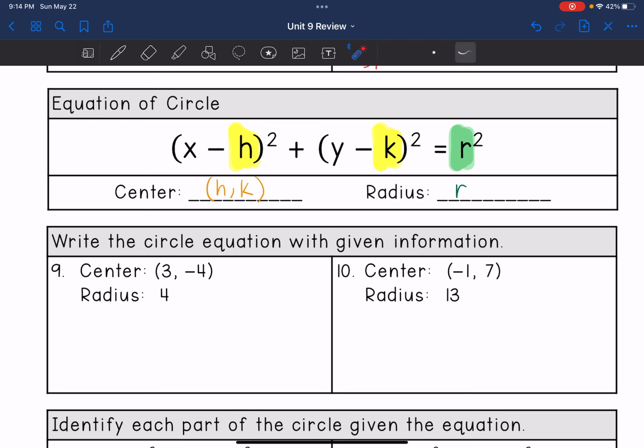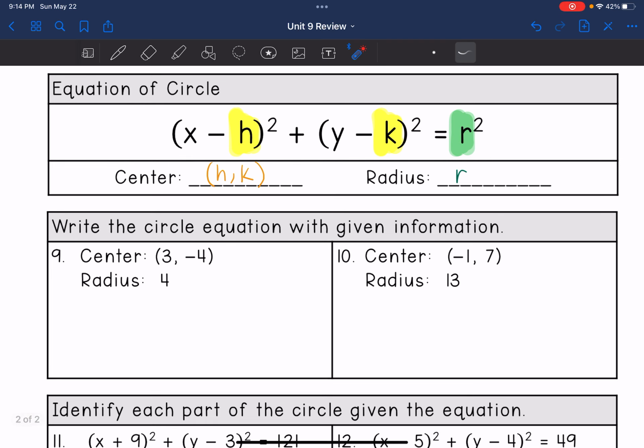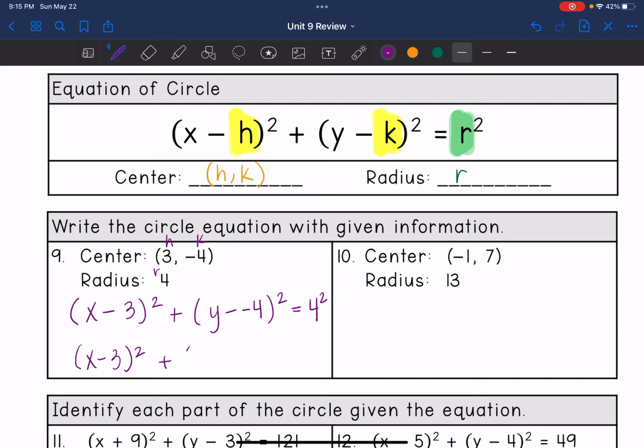Okay, so to start out with, it just says write the equation of the circle with the given information. So if I have the center, that's going to be h, and that's going to be k. And then radius is 4, that's r. So we're going to plug everything in as it goes. So (x minus h) squared plus (y minus k) squared equals r squared. So I just plugged in all the numbers. But there's obviously things that we can simplify. So for instance here, minus a negative number is just going to turn to a plus. And then 4 squared is 16.